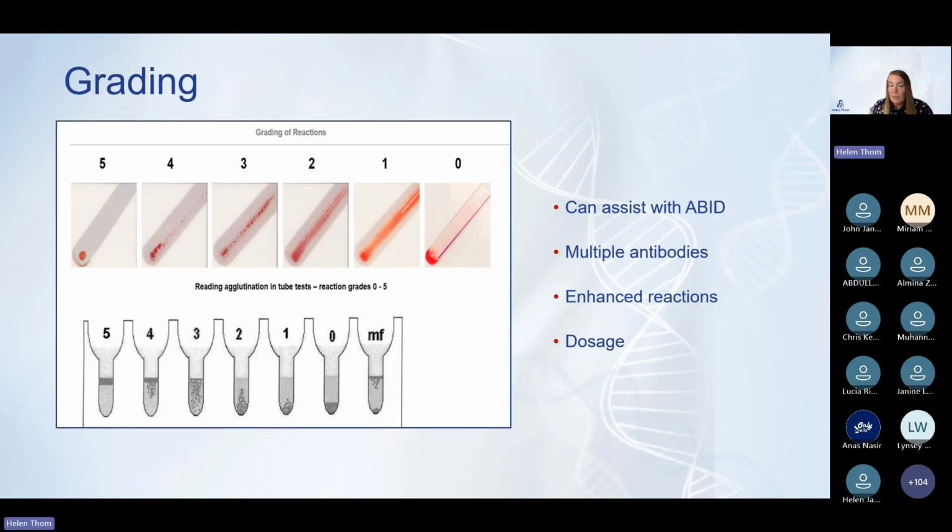One of the things we'll do is move on to grading here. This is really useful because you need to grade your strength of reaction, and this can actually assist you with antibody identification. It'll help you determine what the strength of the reaction is. On the top, if anyone on the call does tube technique, there are some different grades of reaction there. And on the bottom is probably what we're most familiar with, ranging from 5 all the way down to a sort of mixed field reaction. We can use these to see if there are multiple antibodies, or you can get enhanced reactions, and it can even show dosage, all of which I'm going to talk about.